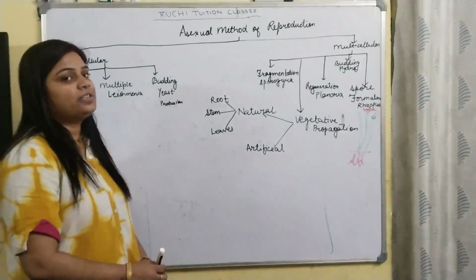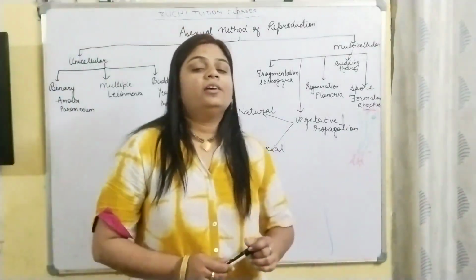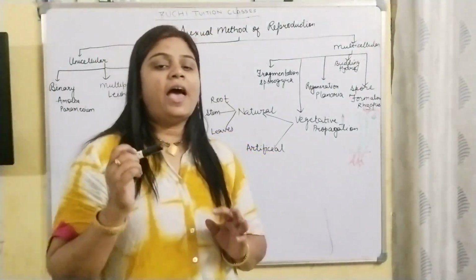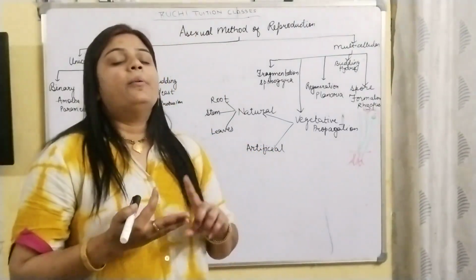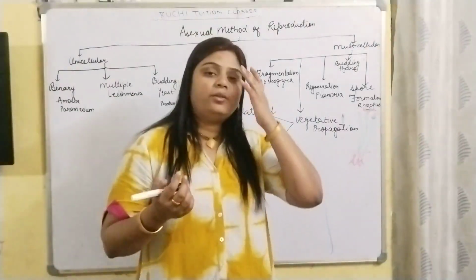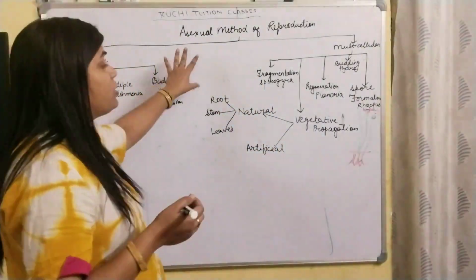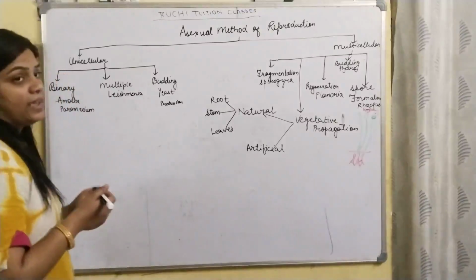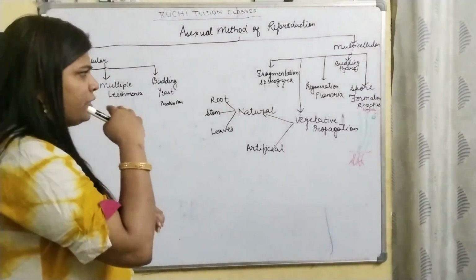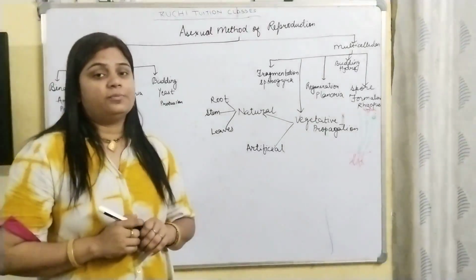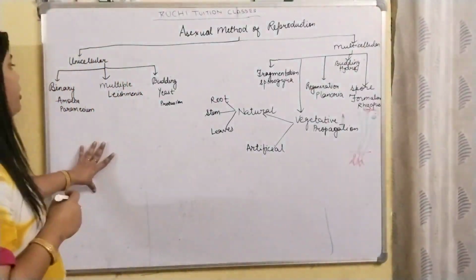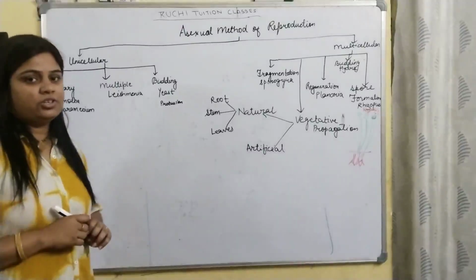Before starting this, first let's know that every organism has the ability to reproduce, either it's unicellular, multicellular, plants or animals. So generally the asexual method of reproduction takes place in lower plants, some plants, unicellular organisms and multicellular organisms. In unicellular organisms, three types of reproduction are there.